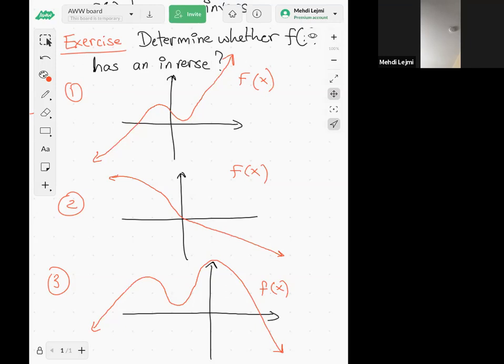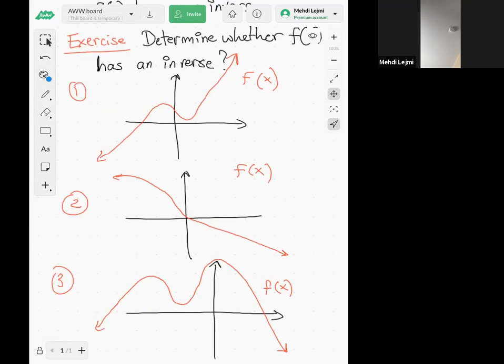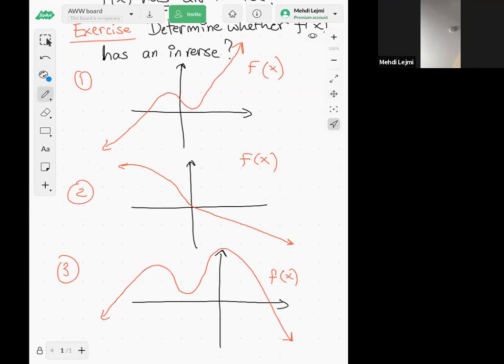So for number one, if you take this horizontal line here, it would intersect the graph at just one point, which is good. But then if you take a horizontal line here, just be careful, like in the middle, you can intersect the graph at more than one point, like 3 points. Because of that, this function f has no inverse.